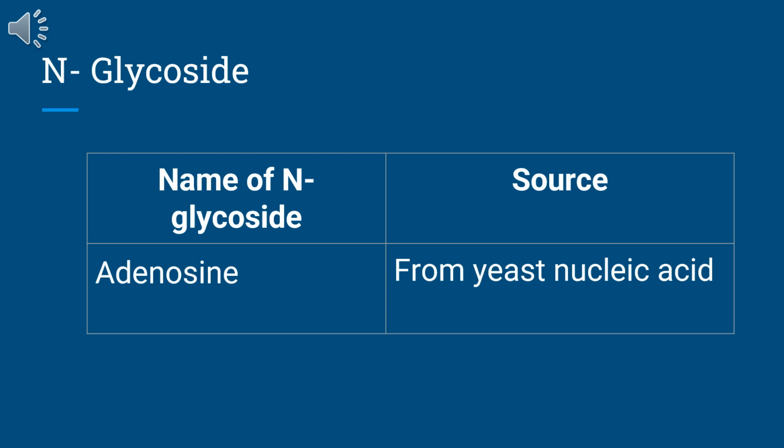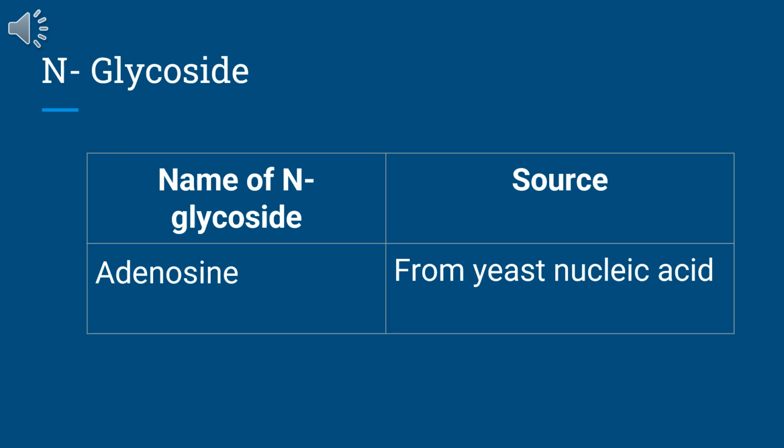And finally, N-glycosides. The example is adenosine. Adenosine is obtained from yeast nucleic acid. Nucleic acid can be remembered from the letter N of N-glycoside.